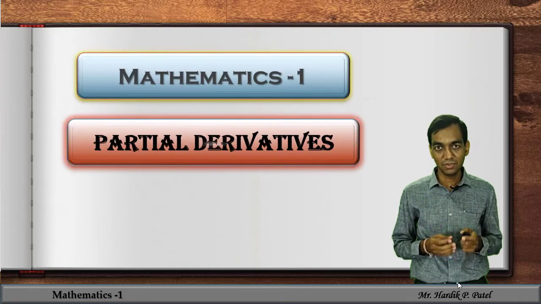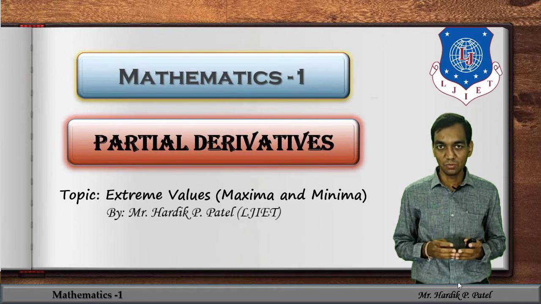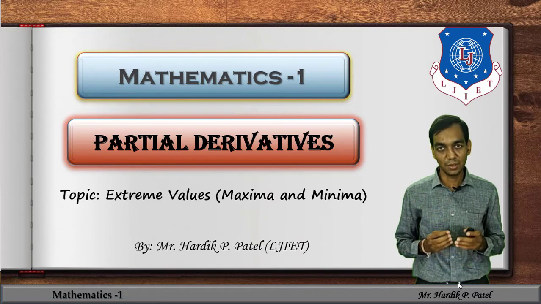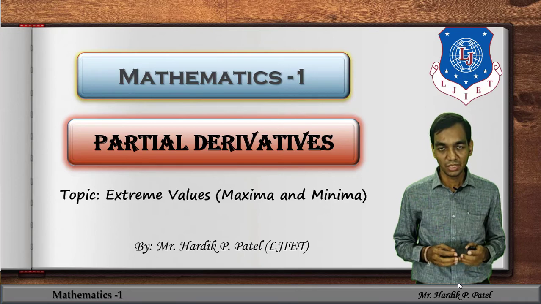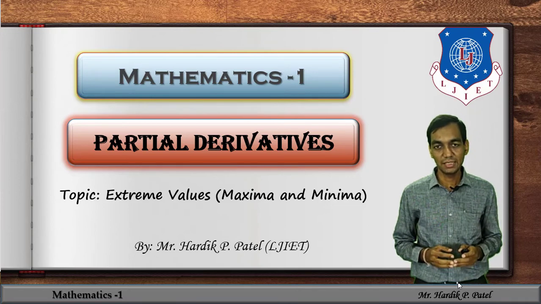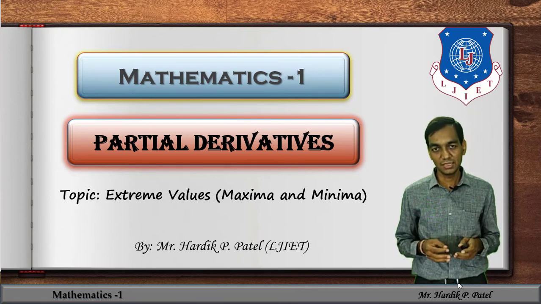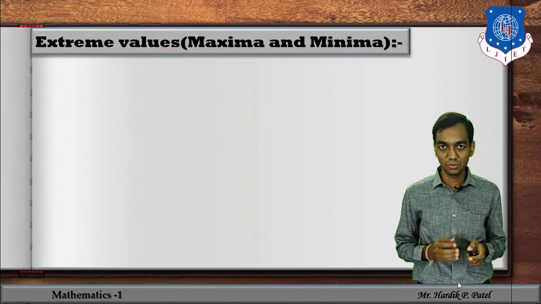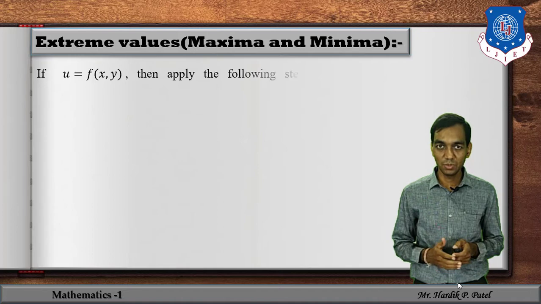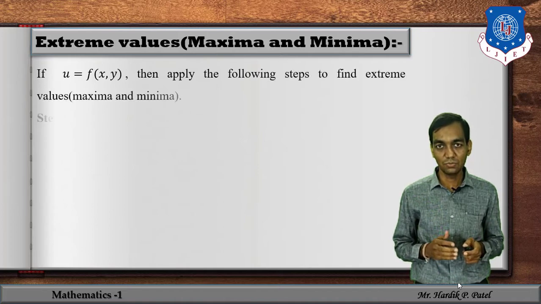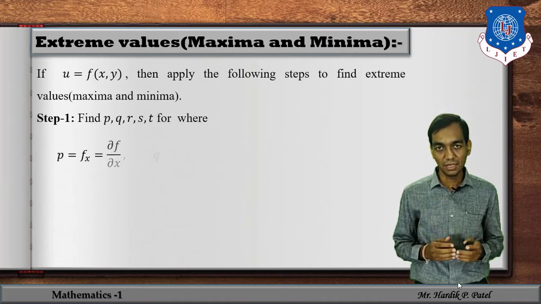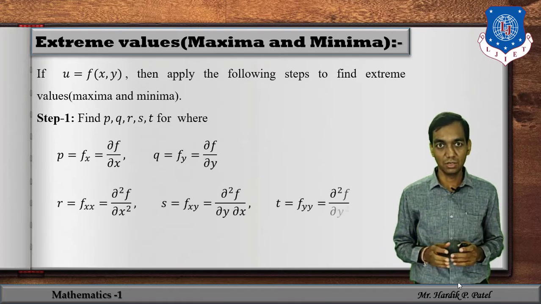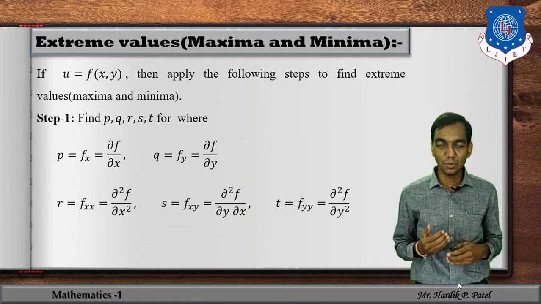In the last session, we have seen some concepts of partial derivatives. Now we are going with the application of partial derivatives. The first topic we are going to take is the extreme values, or you can say maximum or minimum values. Now, first of all, if you are given any two-variable function, f is a function of x and y, then we are going to apply the following steps to find the extreme values.